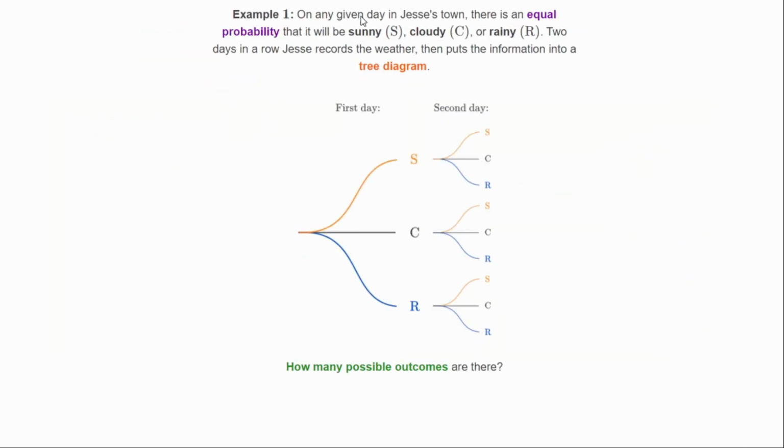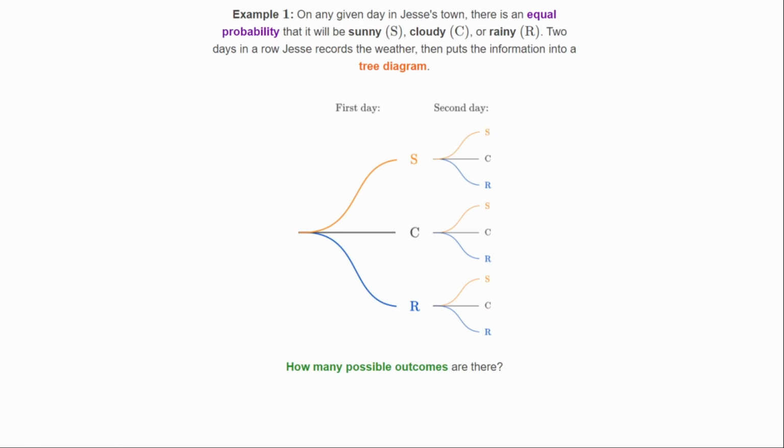It says, on any given day in Jesse's town, there is an equal probability that it will be sunny, cloudy, or rainy. 2 days in a row, Jesse records the weather, then puts the information into a tree diagram. Alright, so on any given day, it could be either sunny, cloudy, or rainy, which is why we have S, C, and R there. And then second day, same scenario.